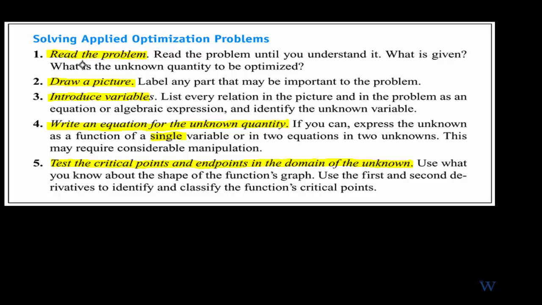Like we said, you read the problem, draw a picture, introduce variables, and in the second example, when we write an equation of the unknown quantity that we want to minimize or maximize, it'll involve two variables. So this is where we have to express the unknown, whatever we want to minimize or maximize, as a function of just a single variable, and test the critical points and endpoints. Okay, so let's go ahead and look at this problem.